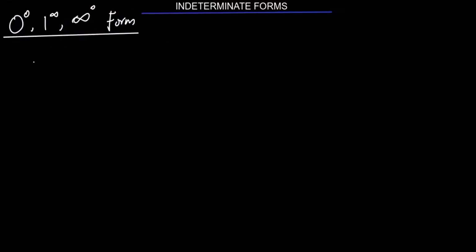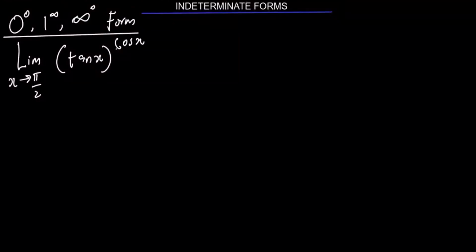Now observe this question. If I have the limit as x tends to pi over 2 of tan x to the power of cos x. Now, how do we solve this? This is the simplest and most interesting.